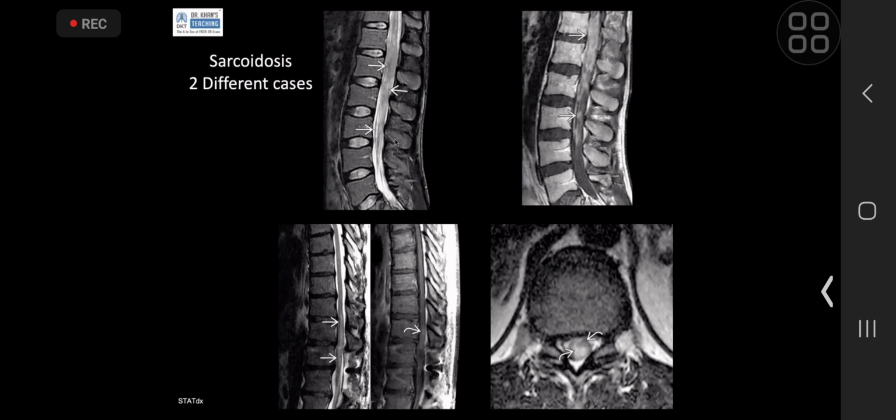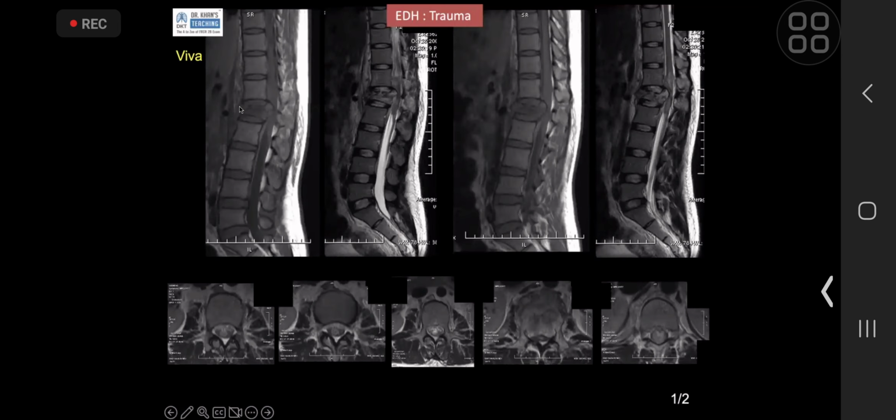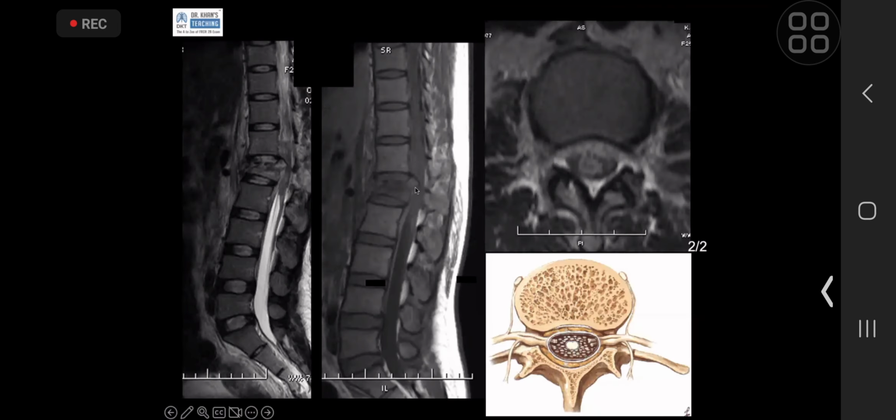This is a case of trauma. Just to develop your eyes on this, that there is a fracture here, and you can see some high intensity here. You see this high intensity, and this is a hemorrhage. This is hemorrhage which is going here.